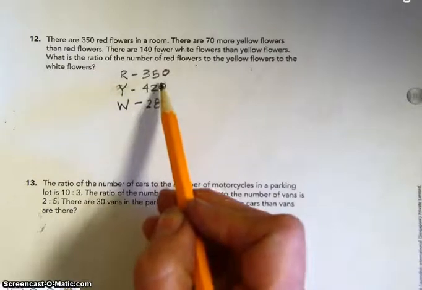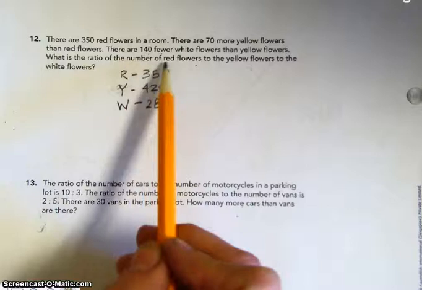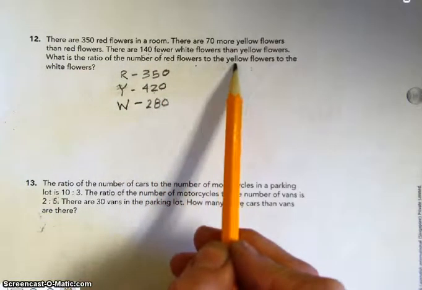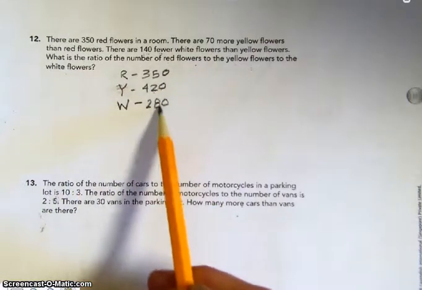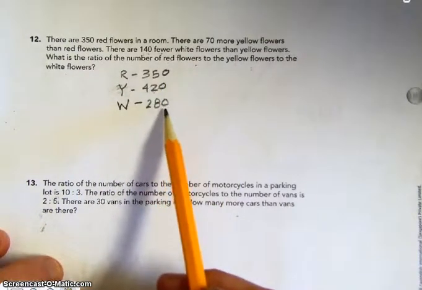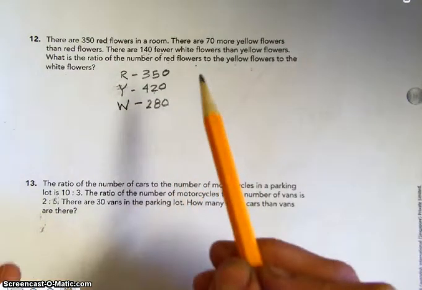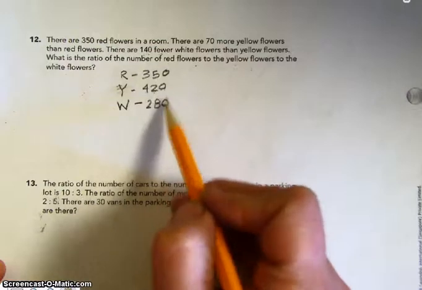Then what is the question that they're asking us? What is the ratio of the number of red flowers to the number of yellow flowers to the number of white flowers? So they're just asking us for the ratio of this. So this may have been a little confusing to you, even though I know you know how to do it, but sometimes they word it in a way where it's hard to figure out exactly what we need to do with our problem. But essentially you have the ratio right here.